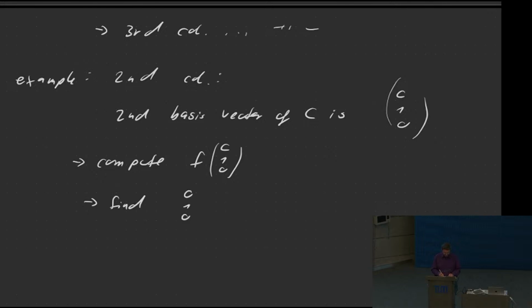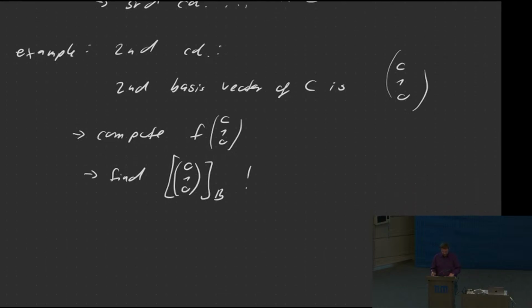So we need to find the B coordinate vector of that, and then we can put that into our matrix, because that works with B coordinates. That can't work with C coordinates. Well, how do we do that? Well, as we usually do.